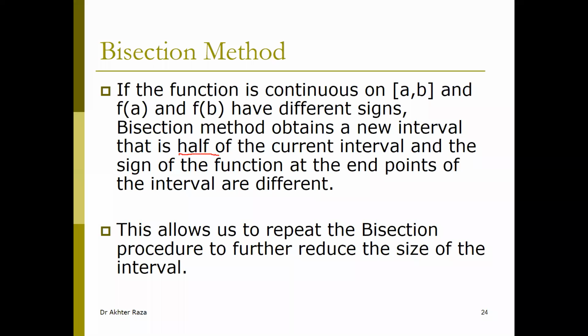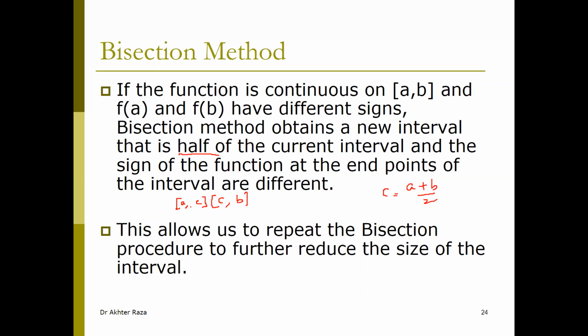So if A and B are given, we have to determine another point C by the midpoint method, A plus B divided by 2. So now we have 3 points. One is A, the other is B, which are given as initial guesses. And we have another point C, which is the mid value. So now the interval is broken into two intervals. One interval is from A up to C. The second interval is from C up to B.